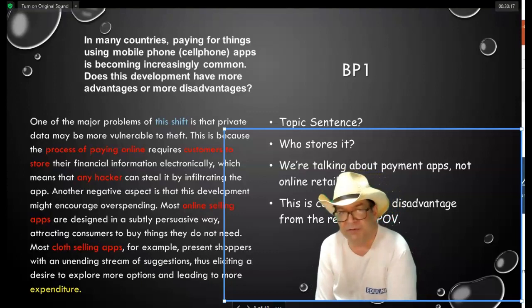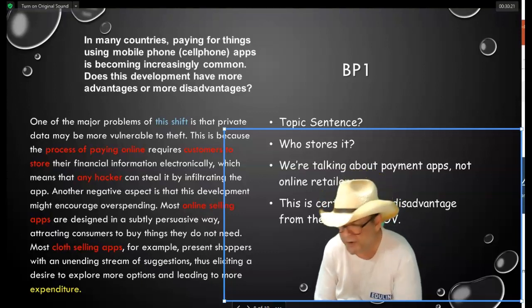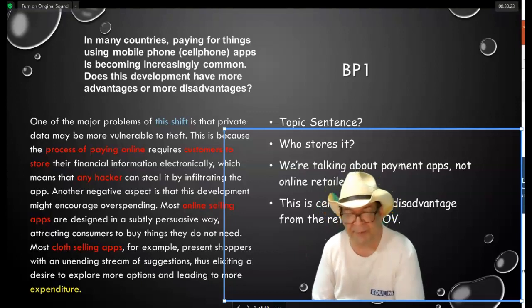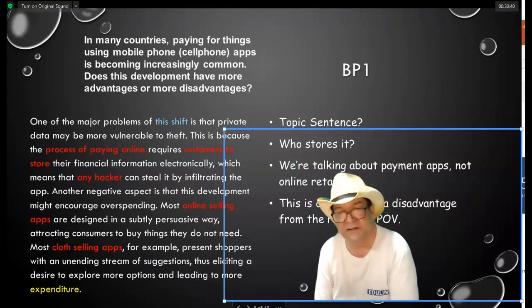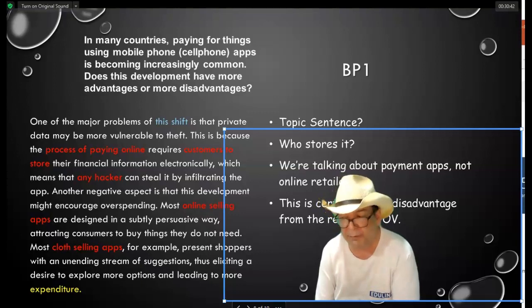One of the major problems of this shift. Is it a shift? They won't talk about anything else moving. What shift? Is that private data may become more vulnerable to theft. Okay. Is that a topic sentence for the paragraph? This is because the process of paying online requires customers to store their financial information electronically, which means that any hacker can steal it by infiltrating the app.